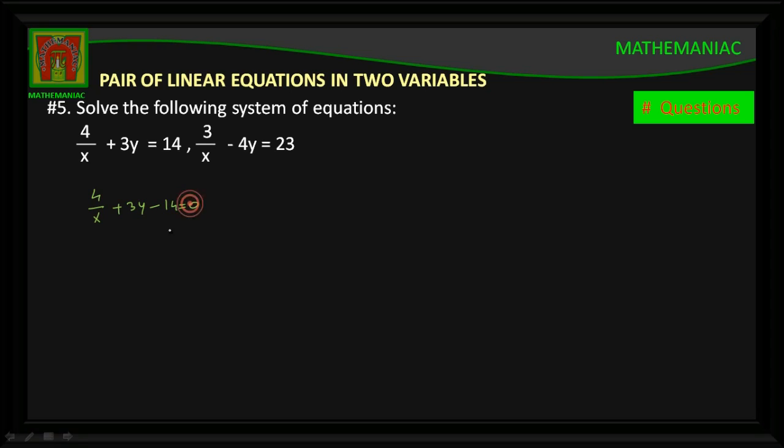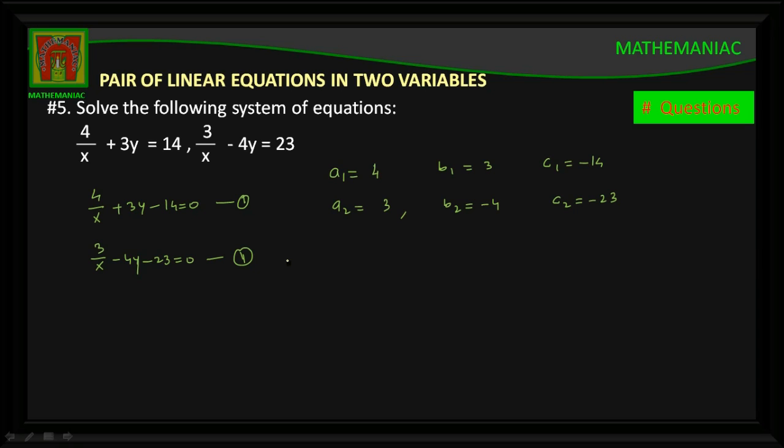So you reduce this to the standard form, right? Once you reduce this to the standard form, we get it here like this. So you can compare what is a1. a1 will be 4, b1 will be 3, c1 will be 14, and then a2 equals 3, b2 is 4y, so it is minus 4, and c2 is 23, right?